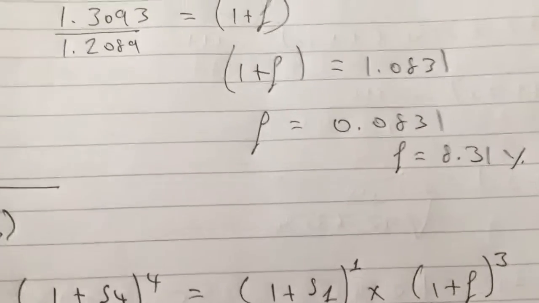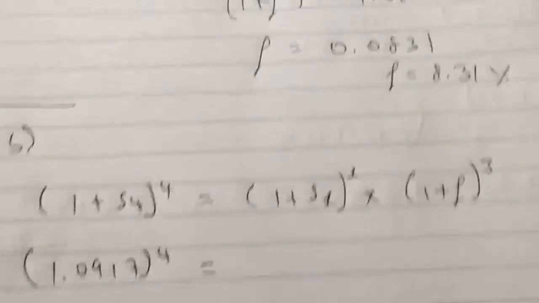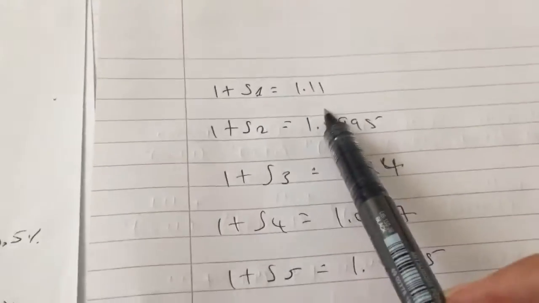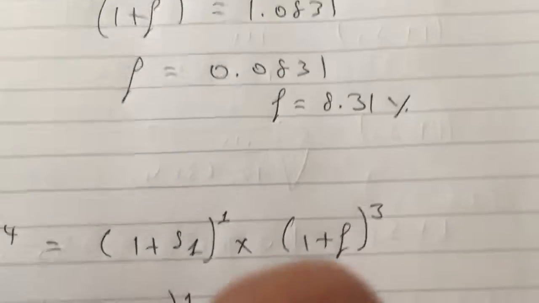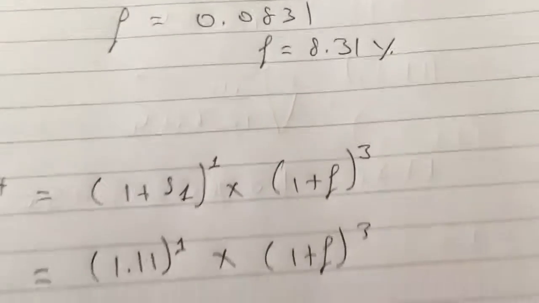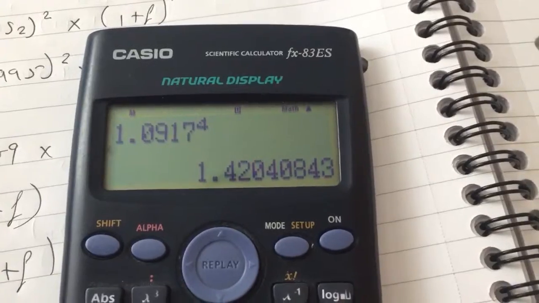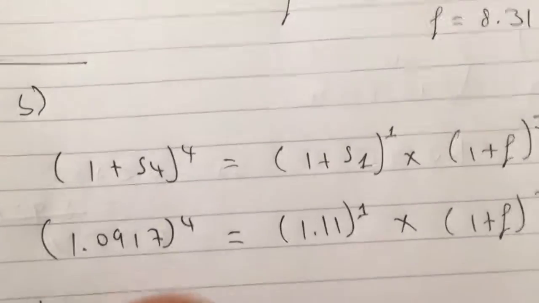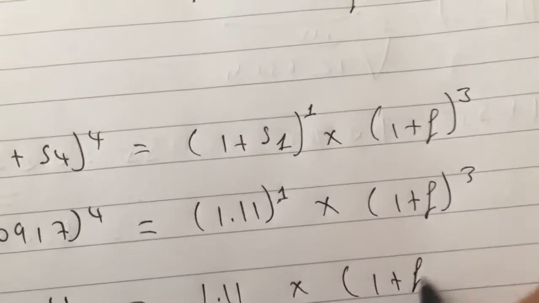We know what 1 plus S4 is, we've worked it out before: 1.0917. So 1.0917 to the power of 4 equals 1 plus S1, which is 1.11, to the power of 1, multiplied by 1 plus F to the power of 3. In the calculator, 1.0917 to the power of 4 equals 1.4204. So 1.4204 equals 1.11 multiplied by 1 plus F to the power of 3.